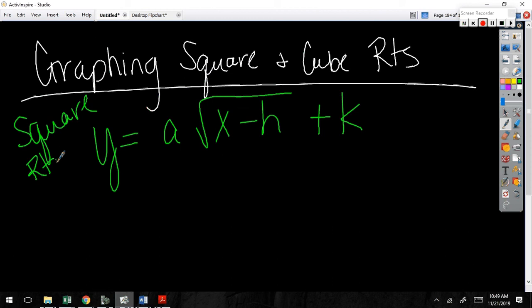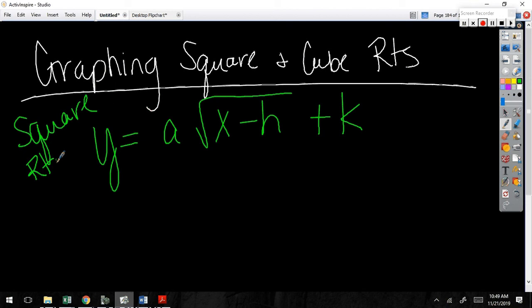Notice the A out front. That still does the same thing. We talked about function transformations. What does the A out front do? It shrinks or stretches it vertically. It also flips it up or down, right? Reflections.